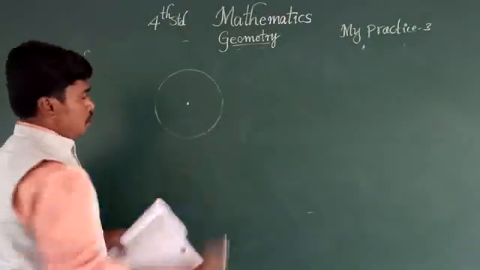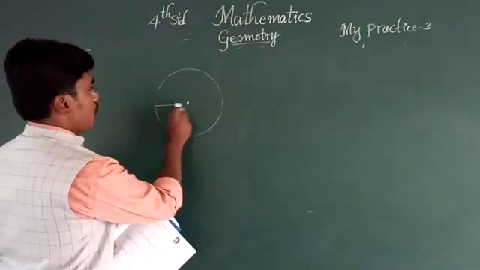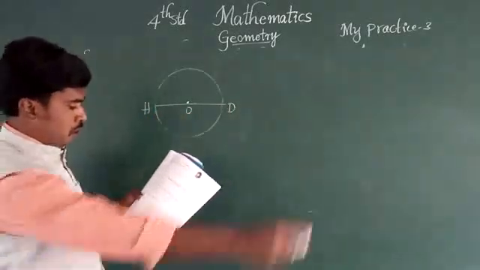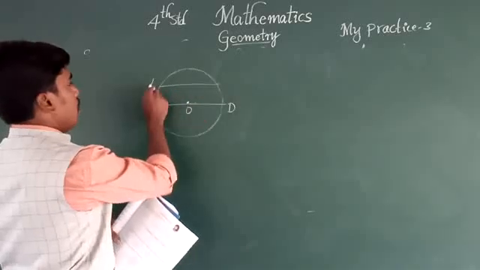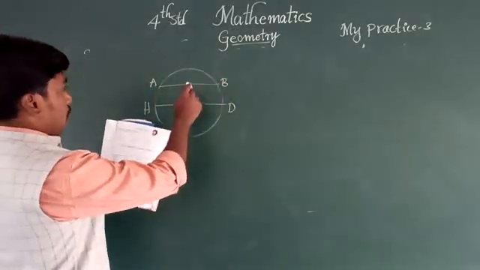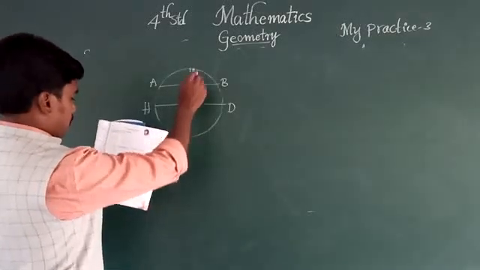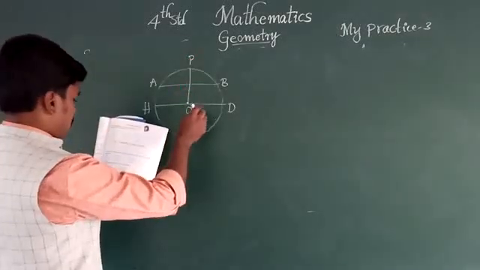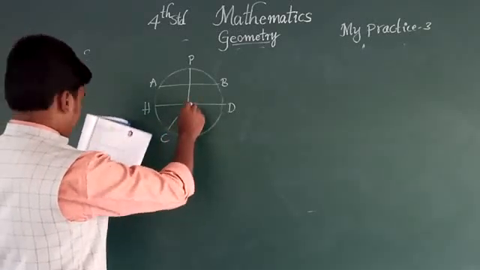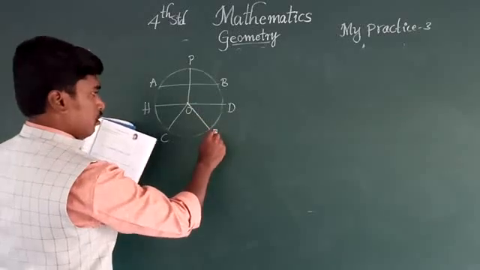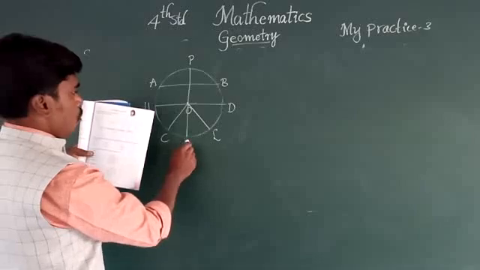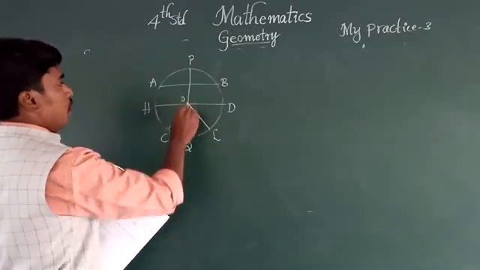This is the center of the circle. HD, O, AB, A, B, then P, OC and OL. This is another one, it is Q. This is O only. Okay.